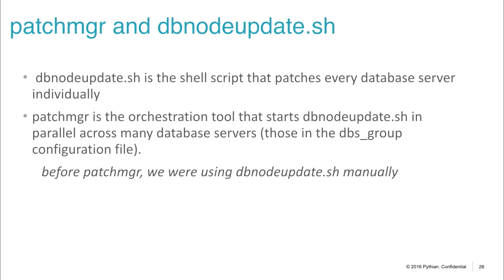And as I mentioned, patchmgr and dbnodeupdate, right? These are two of the scripts that Oracle uses. dbnodeupdate is a shell script that patches every database server individually. And patchmgr is an orchestration tool, so you can see it as something that wraps and calls dbnodeupdate. In the past, we were only using dbnodeupdate, but later on, patchmgr was introduced.